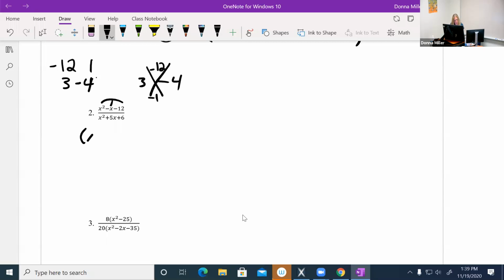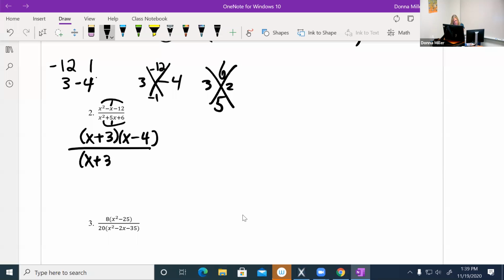All right, so it's x plus 3, x minus 4, so that's the top. And the bottom, I have to find factors of 6 that add to 5. So what are those? 3 and 2, right? Because 3 plus 2 is 5. 3 times 2 is 6. So this factors as x plus 3, x plus 2.